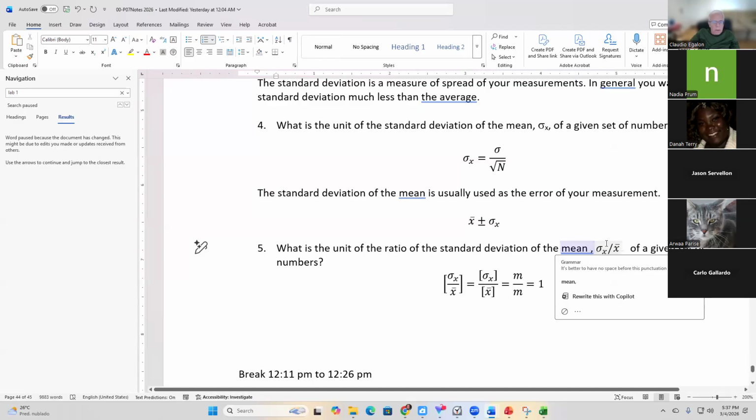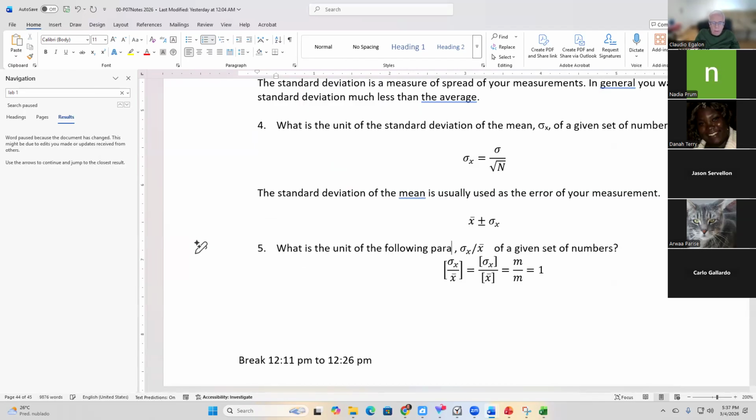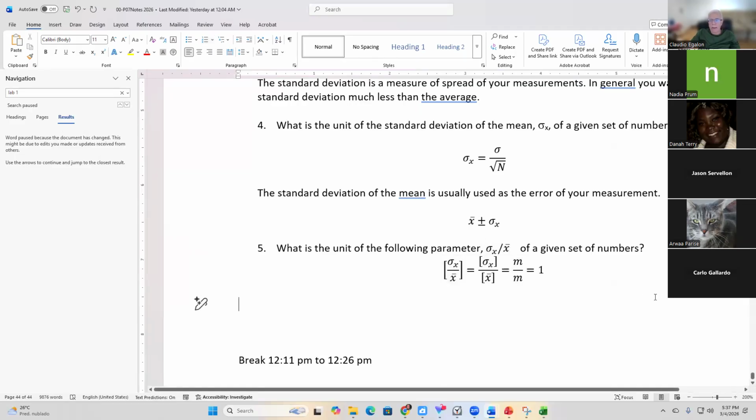What's the unit of the following parameter? I also have the sigma x over x average. There's a reason why I have that. This ratio usually is going to be very small. The smaller this ratio is, the smaller the error in your measurement. And I want you to find out what's going to be the unit of this ratio.